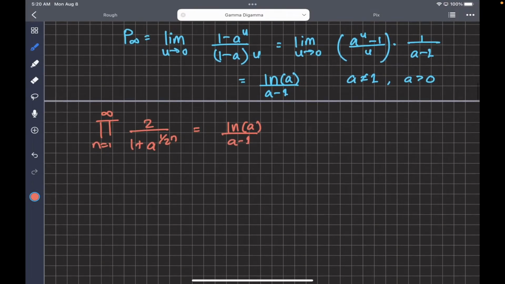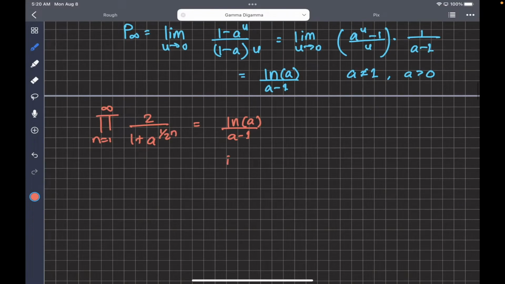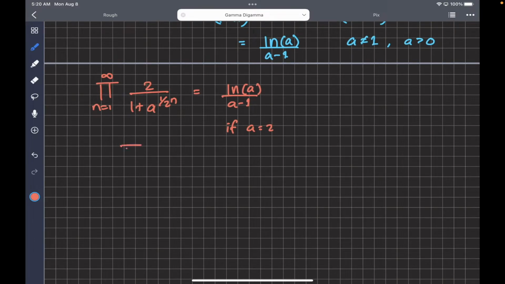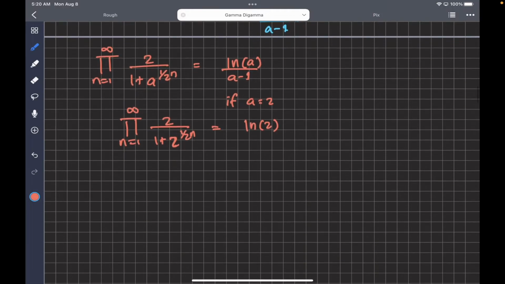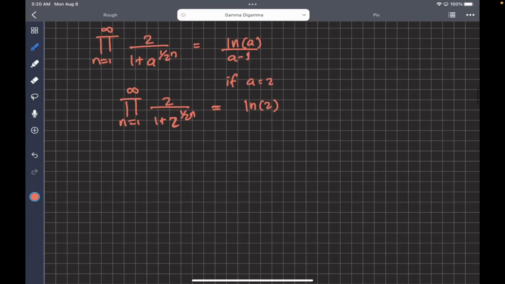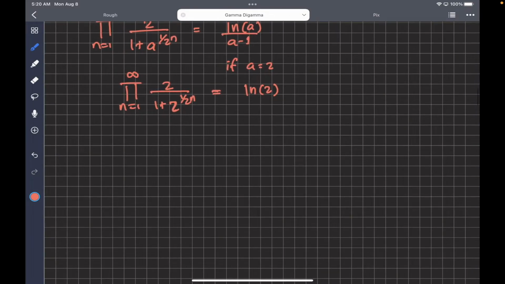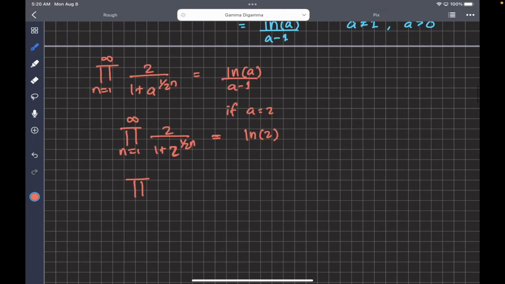It is really nifty. And now if a equals 2, because that satisfies the criteria that it's not equal to 1 and it's greater than 0, we're going to have the formula: the product of 2 over 1 plus 2 to the 1 over 2 to the n being equal to natural log of 2 over 2 minus 1, which is 1. So there's natural log of 2. We have an infinite product representation for the natural log. Well done, guys. Now what if we started our summation from, maybe I should star these.